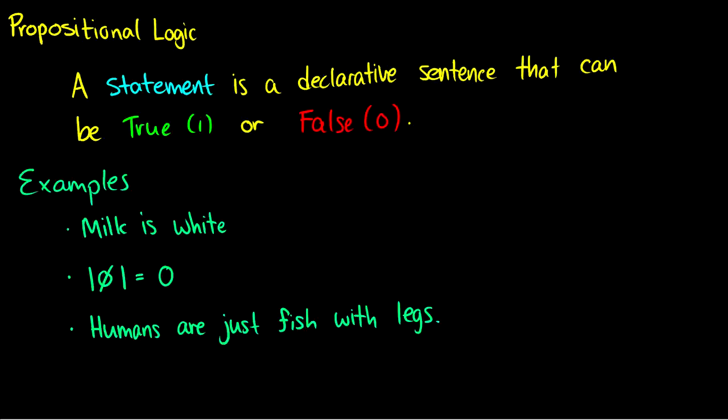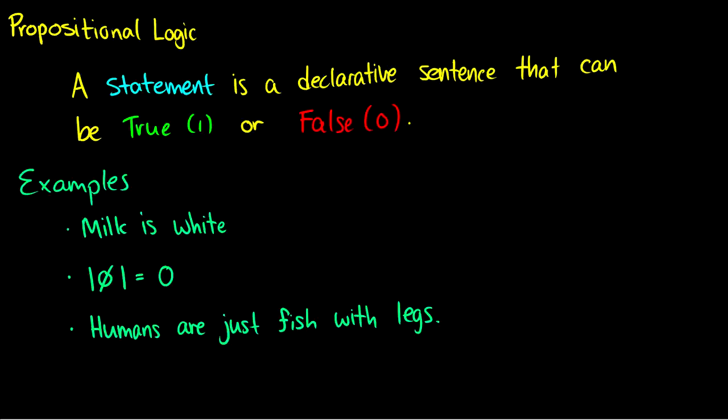Let's begin Introduction to Propositional Logic and English Sentence Translation. So before we can really dive into the connectives and syntax of propositional logic, we have to talk about what a statement is. A statement is a declarative sentence that can be either true or false. True is 1 and false is 0.